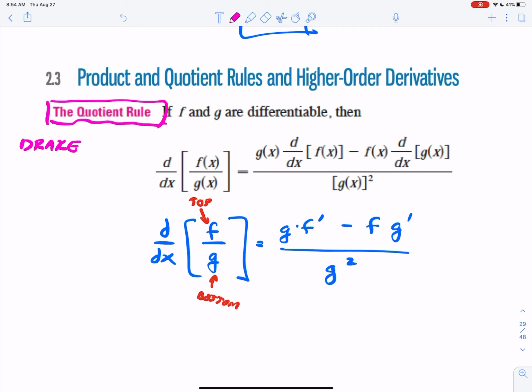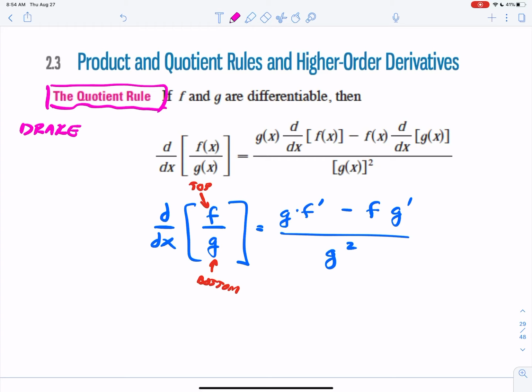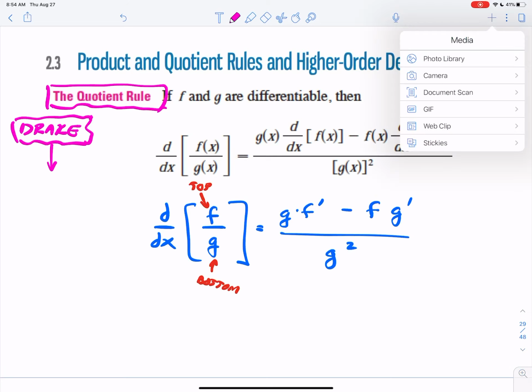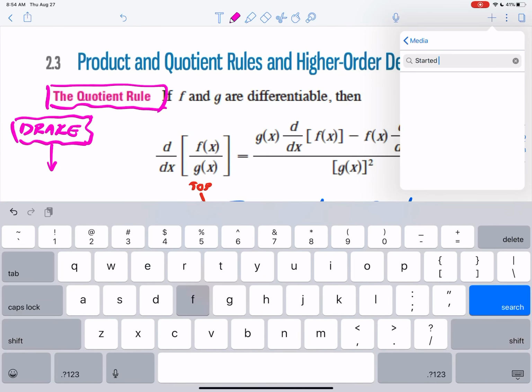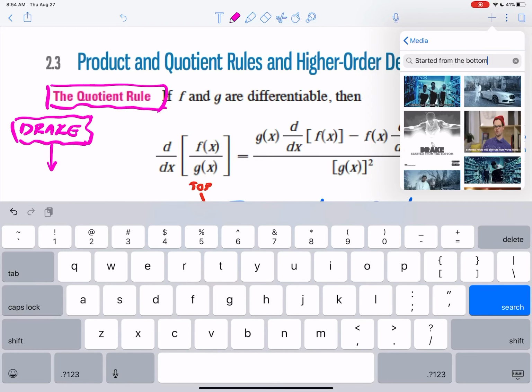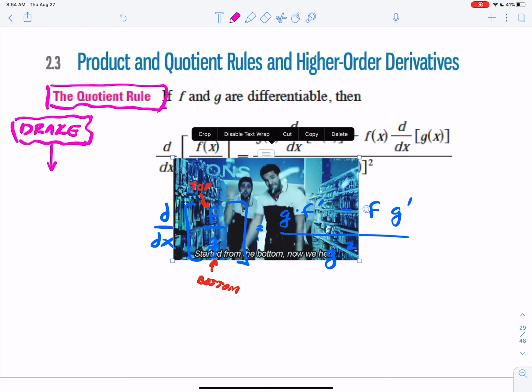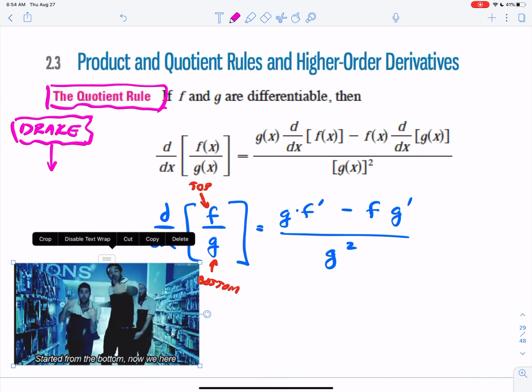Right? So look, here's how this works. So you remember Drake came out with this song, right? Drake always likes to start it where? And you guys are probably not laughing right now, but just in case you're not familiar with Drake, Drake always likes to start it from the bottom.